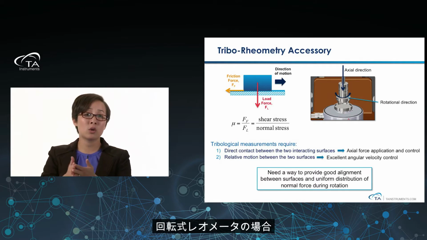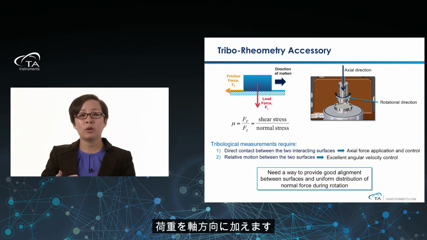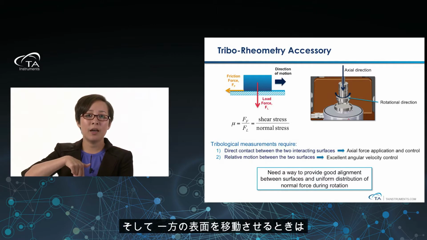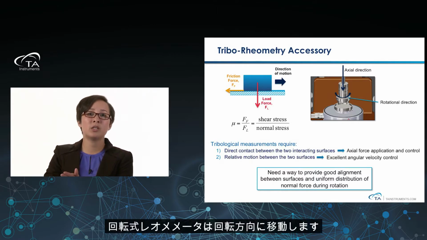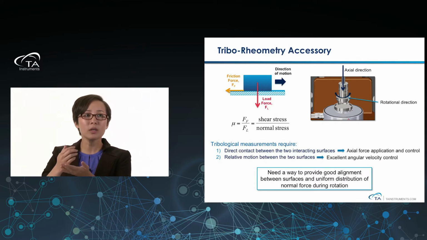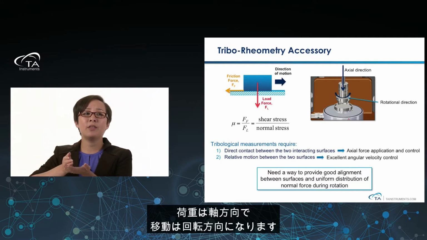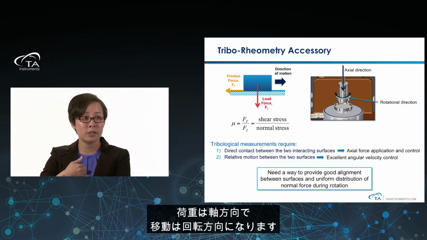In the rotational rheometer case, we actually have the load force acting in the axial direction, and when we're moving one of the surfaces, a rotational rheometer will have the movement in the rotational direction. So again, as you can see in the diagram, we have the load force in the axial direction, and then the movement is going to be in the rotational direction.